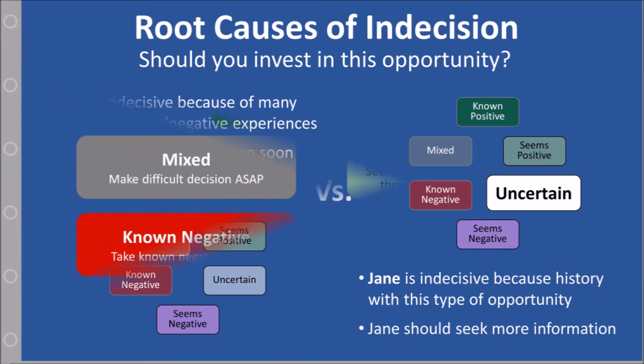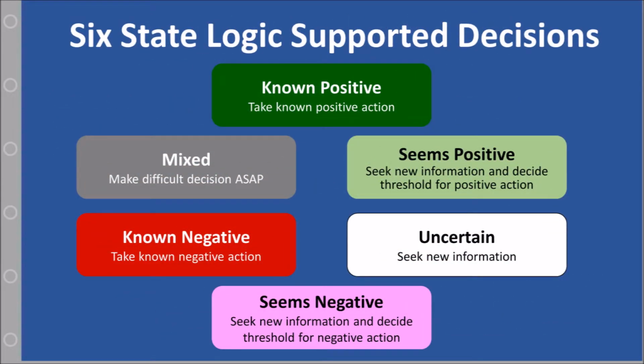The other 4 Sixstate logic states also play an important role in decision-making. Known positive and known negative states are directly associated with decisive positive and negative actions. The seems positive and seems negative states require judgment to determine the threshold for taking decisive action, searching for additional information, or choosing a combination of both actions.